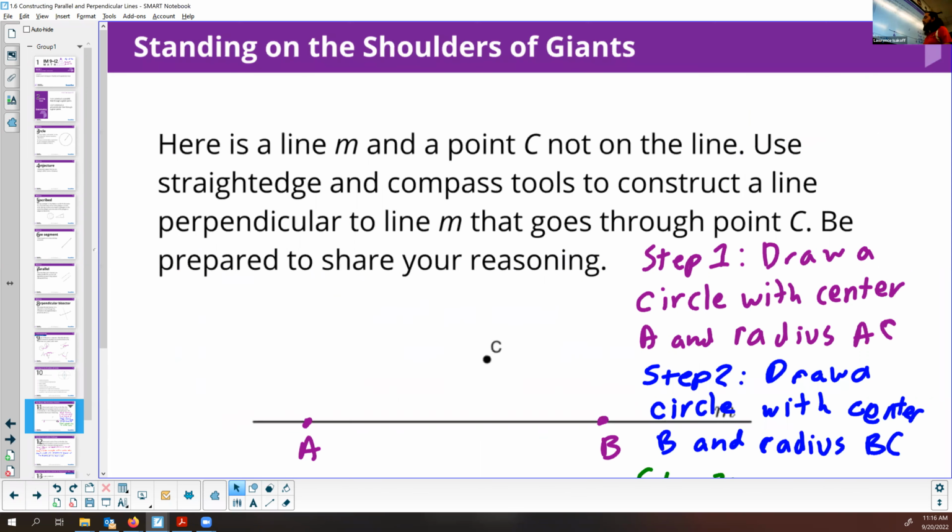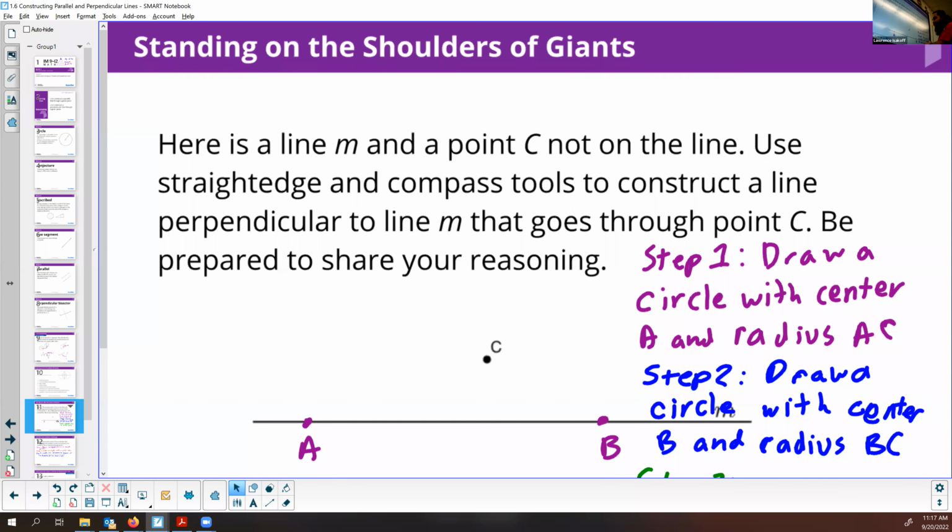So I'm going to speed things up. We're going to just have the steps right here. We're going to talk about the steps and see them in action here. So here we have this line AB with some point C. I need to go perpendicular to that. So what we're going to want to do is draw a circle with a center at A and set the radius to AC.